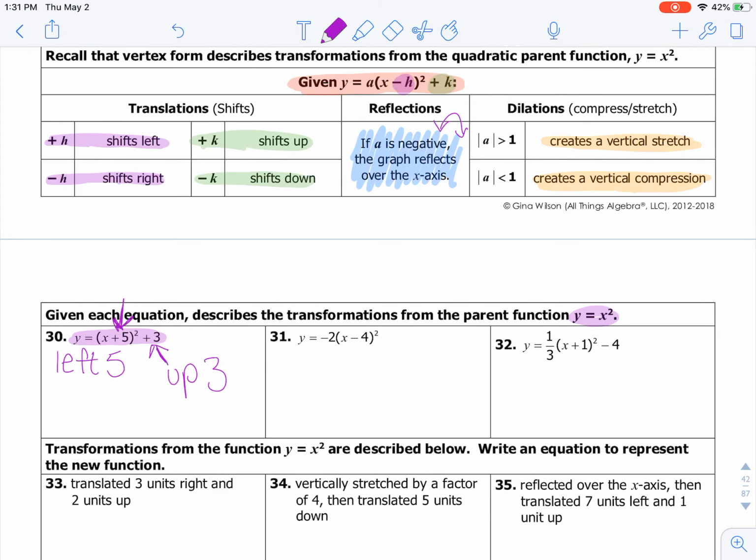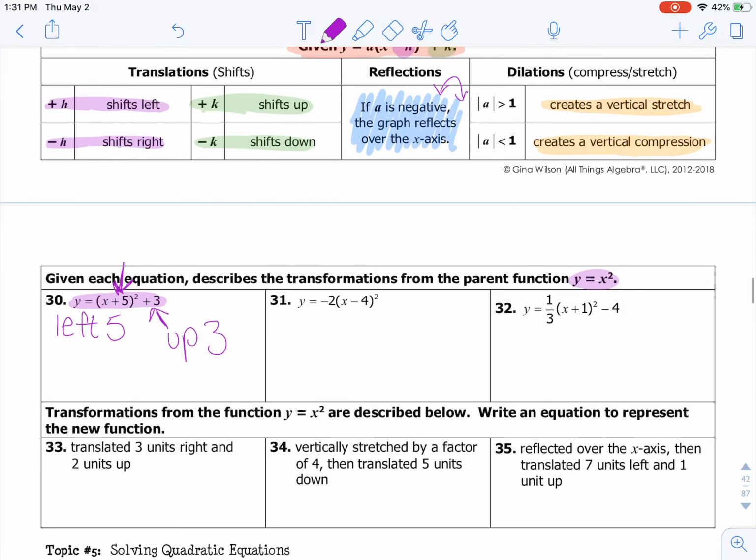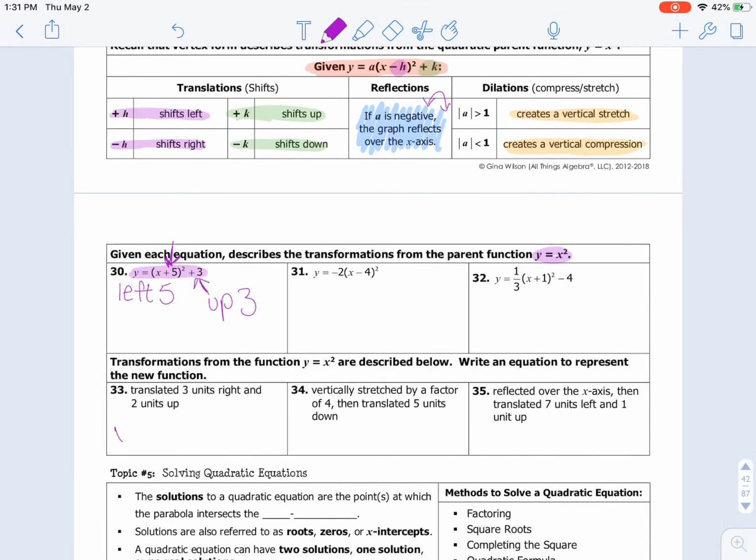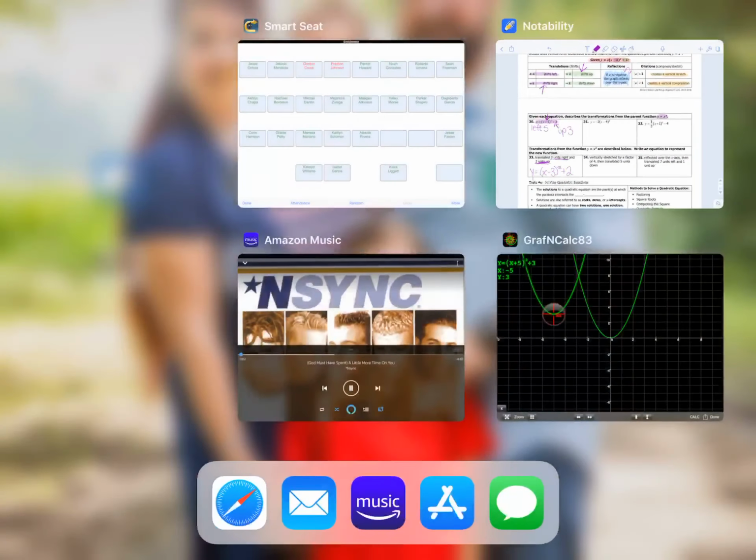Okay. You can do 31 and 32. Definitely use that calculator. For 33, I'm going backwards. So I have y equals something. If I'm going 3 units right, going to the right is minus. So I can say x minus 3 squared. Going 2 units up is going to be that plus k. So plus 2.